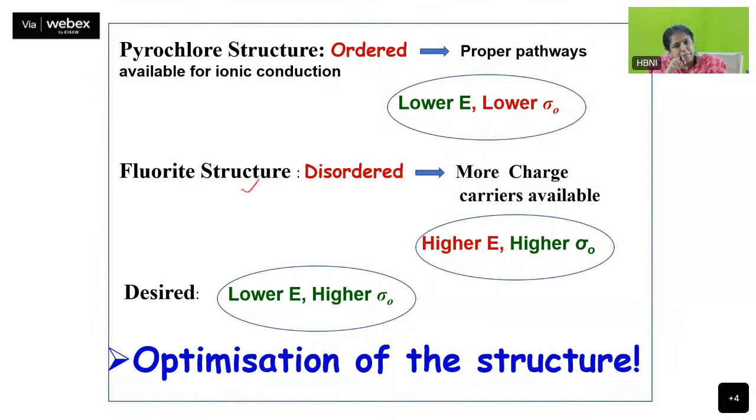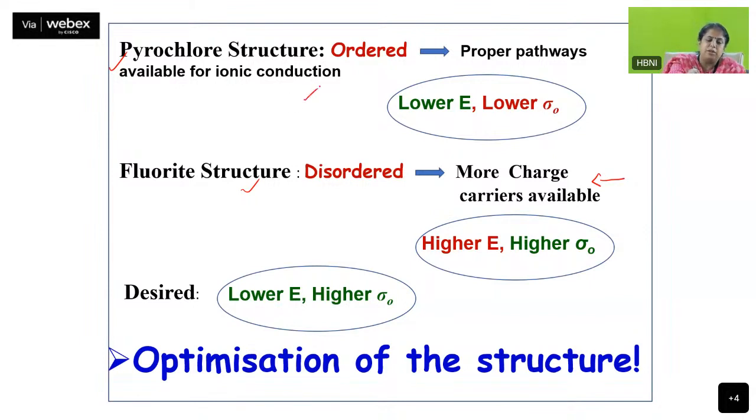And in that particular thing only, suppose your vacancies or the oxide ions are ordered, and A and B cations are also ordered. You get a pyrochlore structure. Okay. Now, if you have a fluorite structure, if you have a disorder in the structure, now it is very easy to imagine that there are a lot of mobile charge carriers because there's a disorder in the material, right? So you have more charge carriers available.